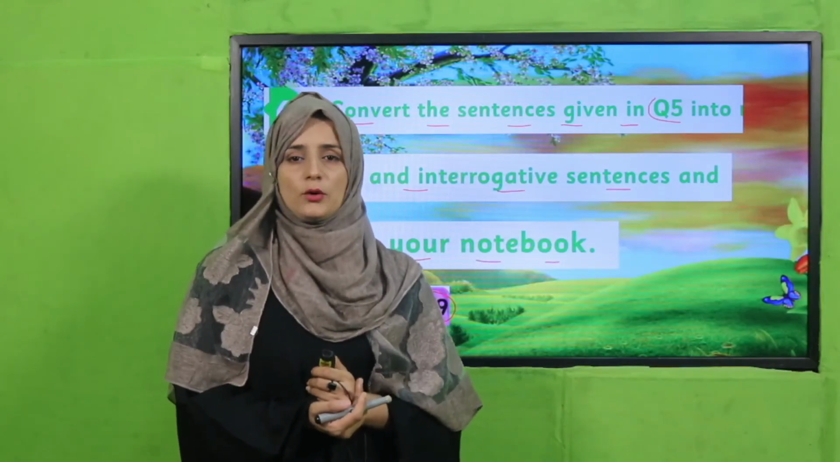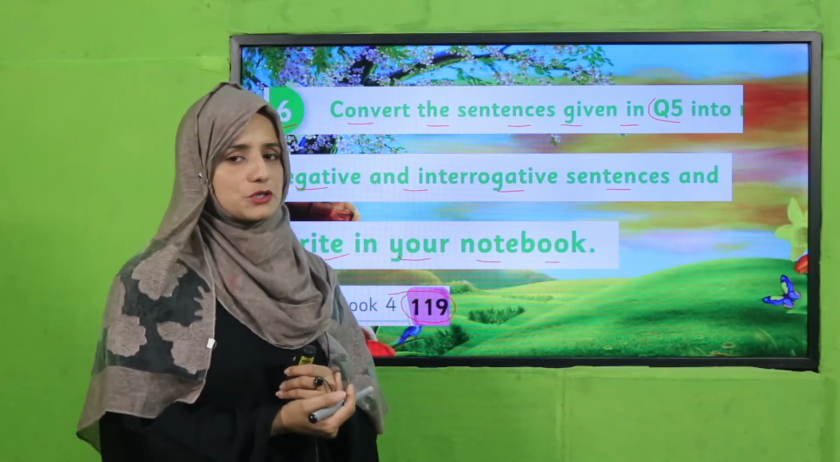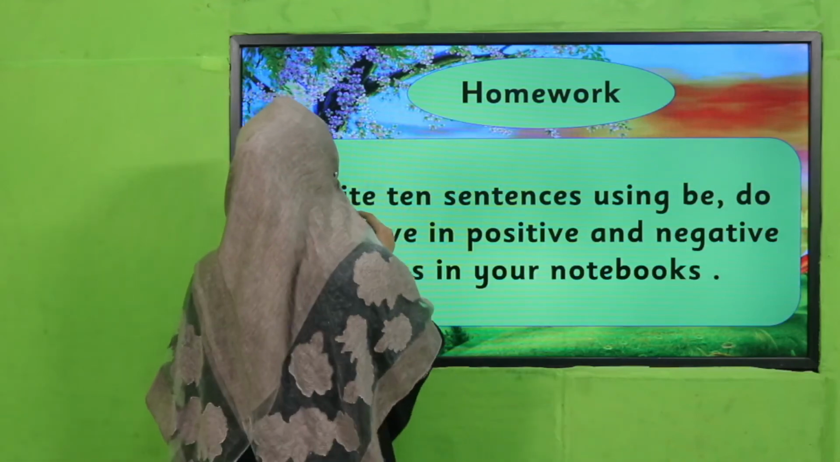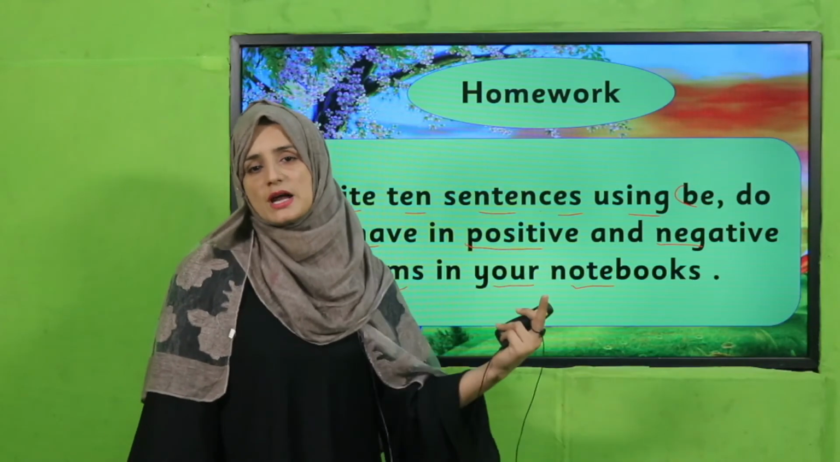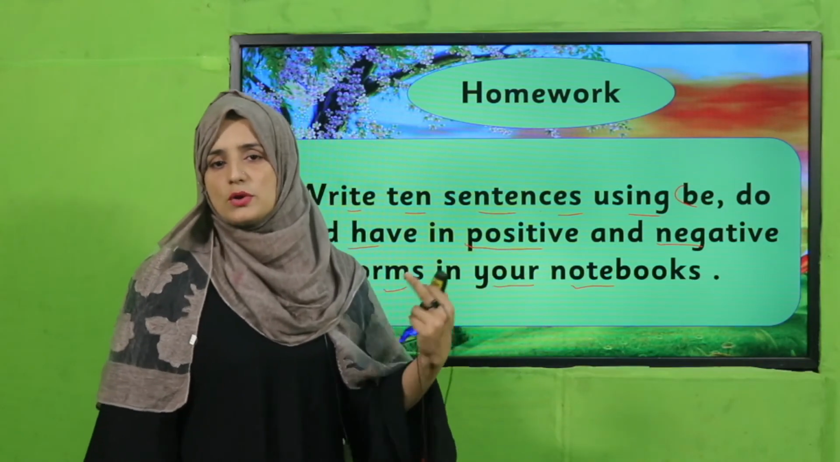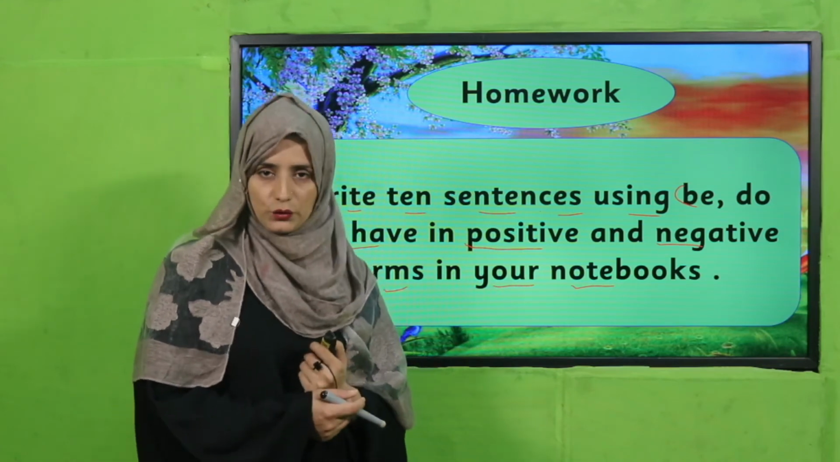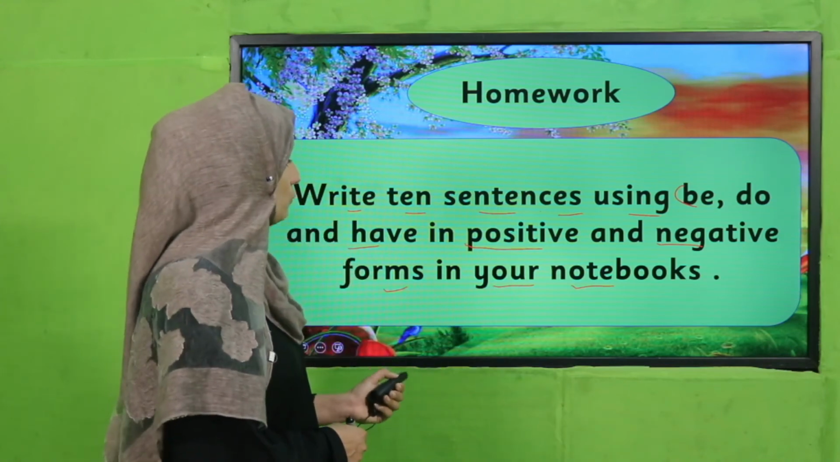Excellent job, good. I hope now you have done it and remembered how we can change simple future tense into negative forms. Good job. So what's our homework for today? Write 10 sentences using be, do and have in positive and negative forms in your notebook. You will write 10 sentences with both forms. First you will write the positive form of be, do and have, and after that you will change the same sentence into negative form. I have given you the structure for how we can change it. My dear students, this was your homework.